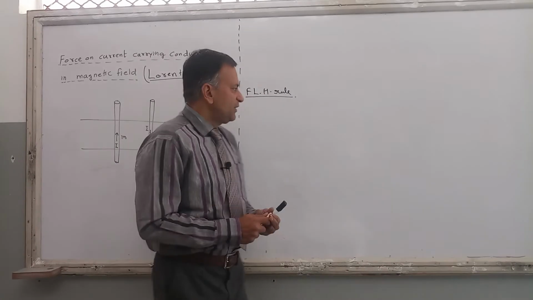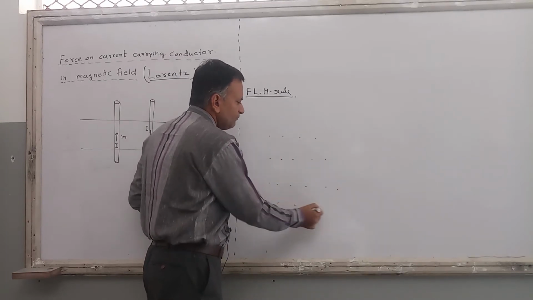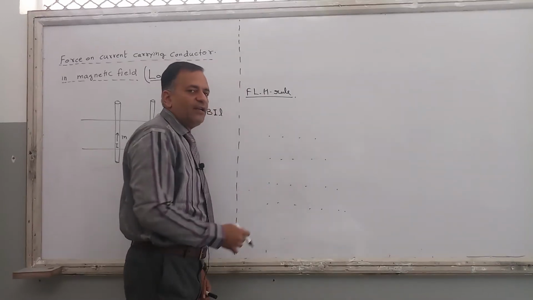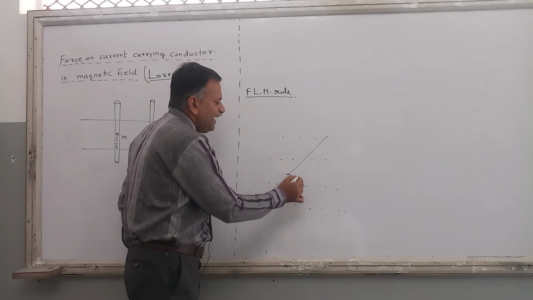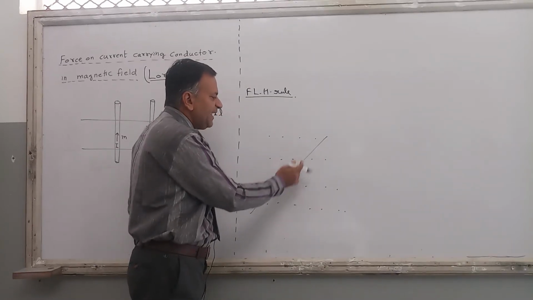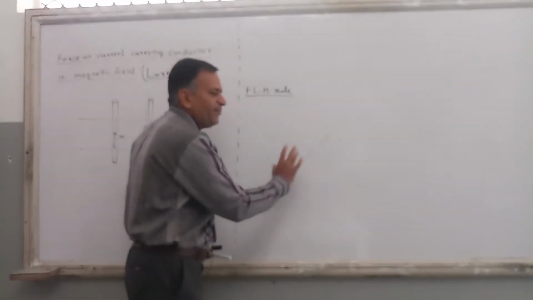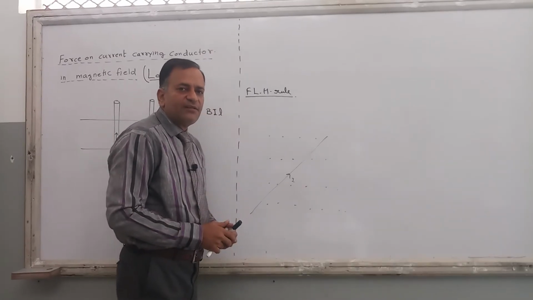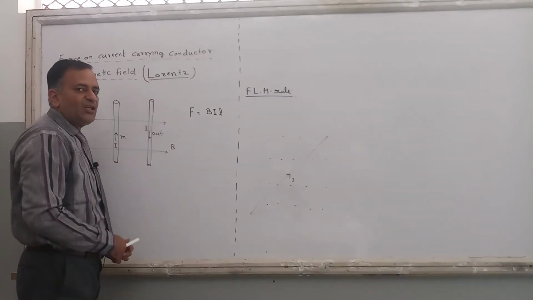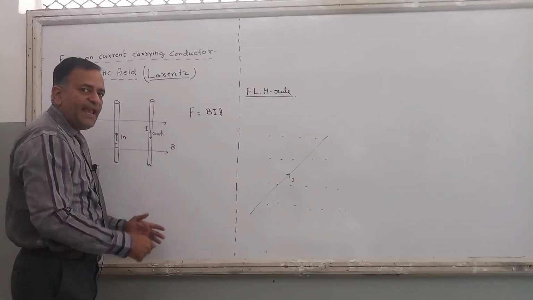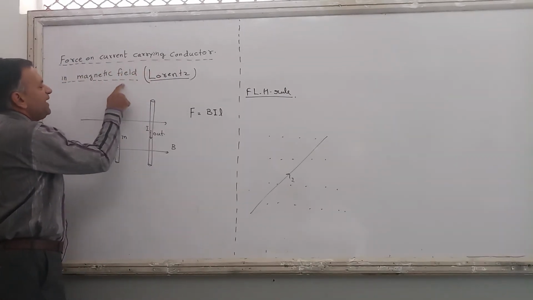Suppose that I have this magnetic field, represented by dots, and a current carrying wire is passed through this magnetic field. Then there will be some force applied on this current carrying wire. That force can be outside, inside, this way, that way, left, right, or in any direction. Such a force is known as the Lorentz force.